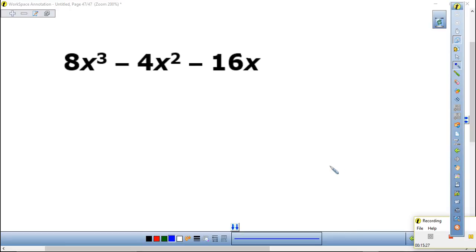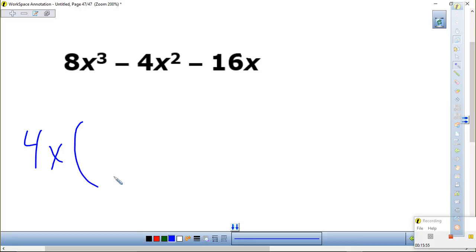Who can give us the GCF? Go ahead, Christine. 4. Is that the GCF? It's close. Jemilette. 4x. Hands if you agree with that. That is correct.